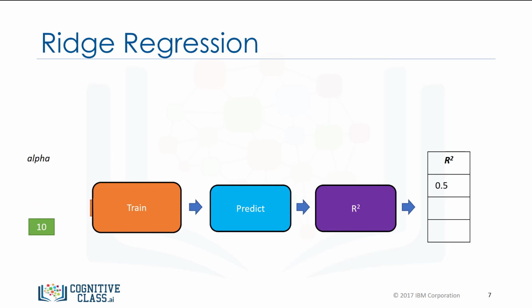Repeat the process for a larger value of alpha. We train the model again, make a prediction using the validation data, then calculate the R-squared and store the values of R-squared. We repeat the process for a different alpha value, training the model and making a prediction. We select the value of alpha that maximizes the R-squared. Note that we can use other metrics to select the value of alpha, like mean squared error.